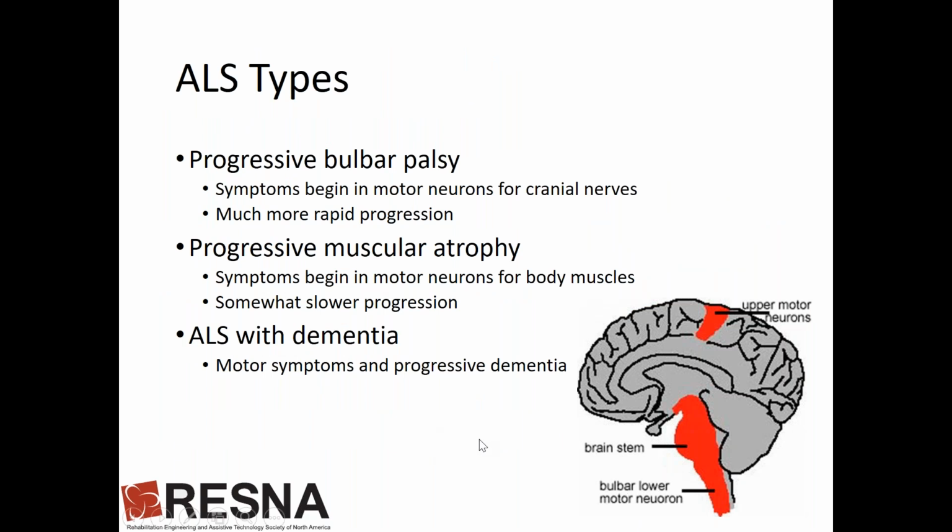I like showing you the picture with the body to show you the bulbar versus muscular. Those are the two that I talked about. So the bulbar symptoms begin in the motor neurons for cranial nerves, and it is more rapid. What I struggle with as an assistive technology professional is if the person is moving fast and you see them early and they're still walking, we're putting someone in a power chair that's still walking.